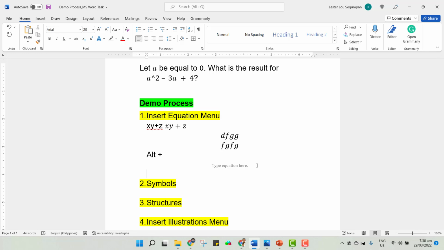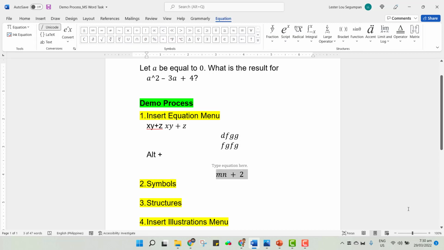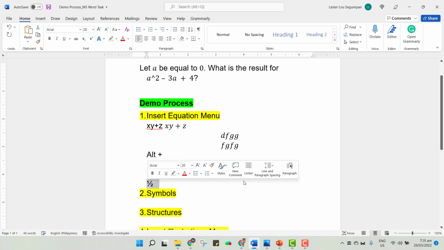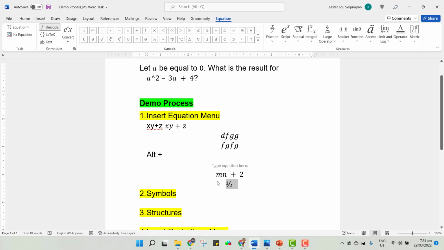Or it will have already your material or your algebraic form, let's say mn plus 2. Highlight it, and again, Alt plus. Automatically, it will become an equation. So similarly, if you have, let's say, one half, C, R, Alt plus. So it will become an equation now.